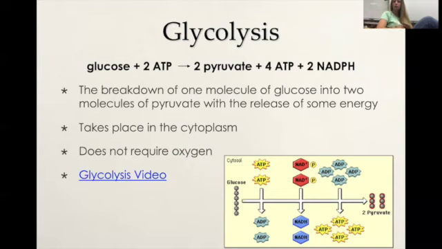The breakdown of 1 molecule of glucose into 2 molecules of pyruvate with the release of some energy. This is taking place in the cytoplasm of the cell, and it is anaerobic. It doesn't require oxygen. Guys, anything in blue on this PowerPoint, you need to pause me, watch the video.